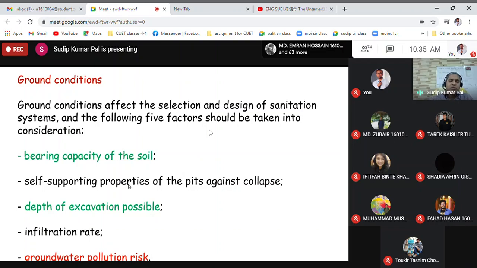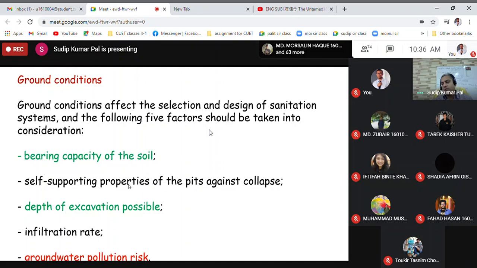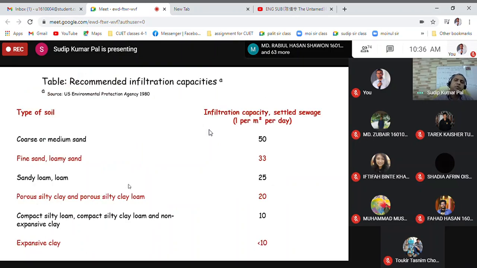And also you need to check the infiltration rate. Too fast infiltration is not allowed, as you know, and too slow infiltration is also not allowed. So whether the infiltration rate is quite favorable or not. And one of the many aspects of pit latrine is the groundwater pollution risk, particularly when groundwater is used for potable purposes as well as non-potable purposes. We discussed already in your class what should be done to protect against groundwater pollution risk. So these are a few things we have to keep in mind.